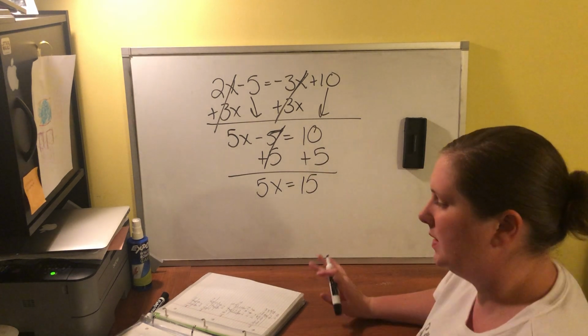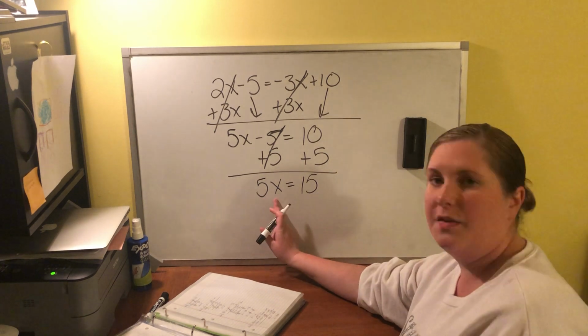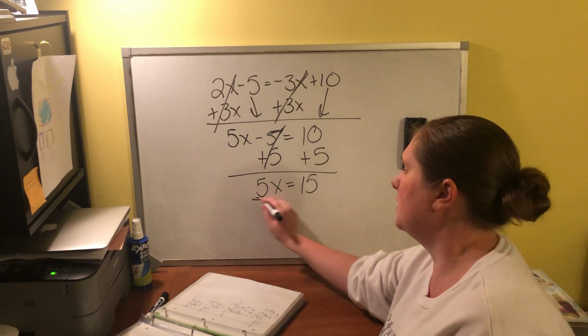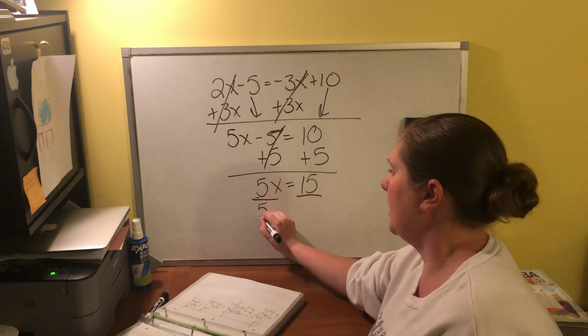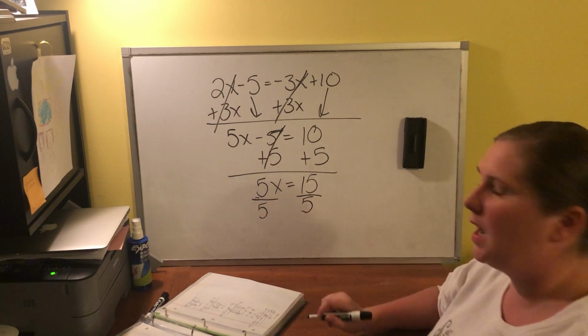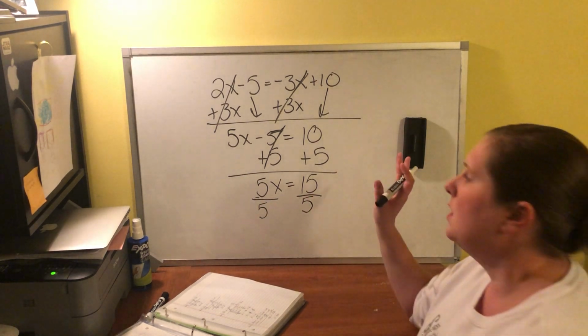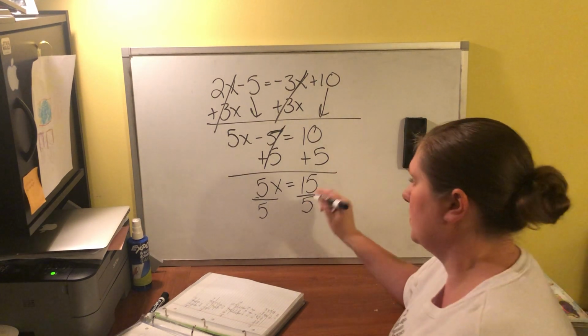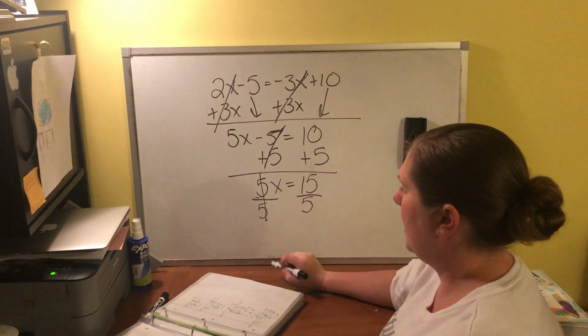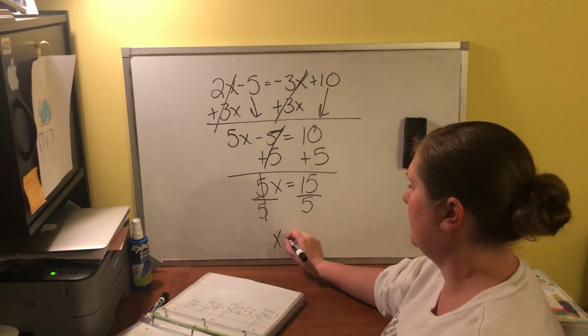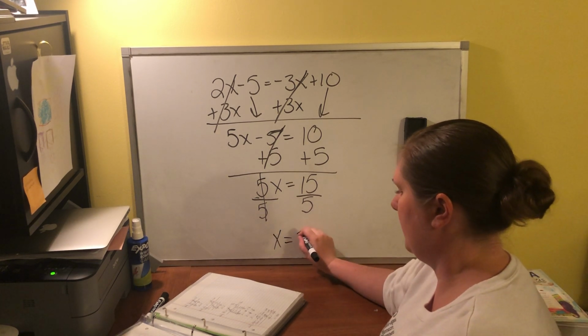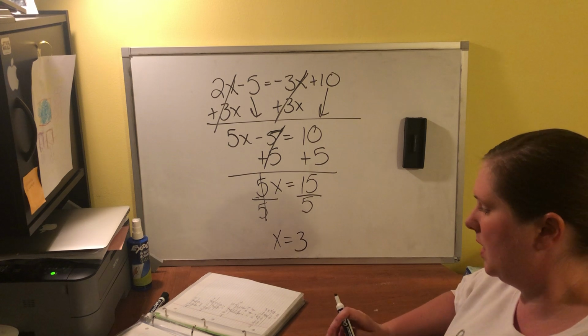Now we're ready to use that division property, right? This is 5 times x, so the opposite is division. So we're going to divide both sides by 5. So it's important, right? We always do the operation to both sides of the equal sign. So 5 divided by 5 becomes 1. So we're left with x equals 15 divided by 5 is 3.